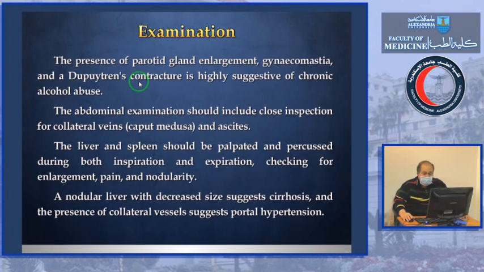Dupuytren contracture is a contracture of the palmar aponeurosis. We should look for the spleen, if it is enlarged or not, because when it is enlarged, it means that this is chronic liver disease and there is portal hypertension.